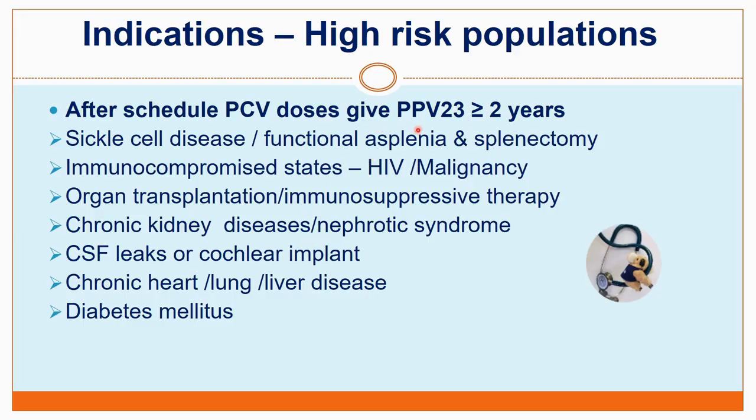So when you give this vaccine, in the places where you practice PCV in the schedule, after giving the scheduled PCV vaccine, then only you give PPV23 after age 2 or more than 2 years. And in places where you do not practice PCV in the schedule, then you complete the PCV vaccine first, then only you give PPV23, that will be after age 2 years or more than 2 years.